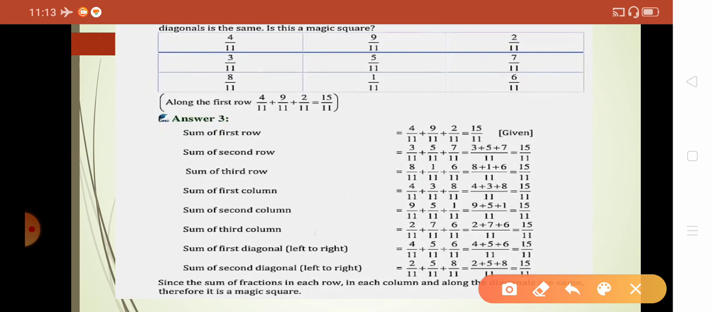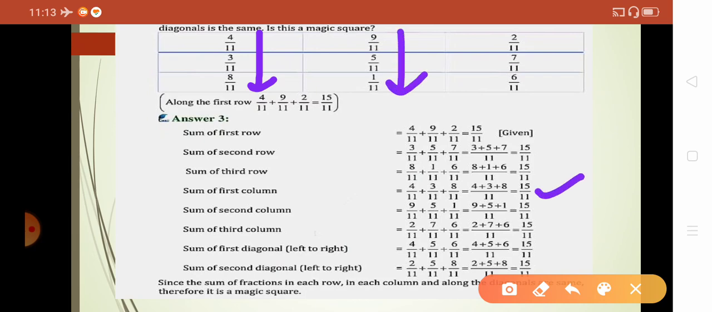So you have to prove whether this is a magic square or not. So what should you do? First of all, we will find the sum of the first column. So 4 by 11, 3 by 11, 8 by 11. 4 by 11 plus 3 by 11 plus 8 by 11 will come out to be 15 by 11.